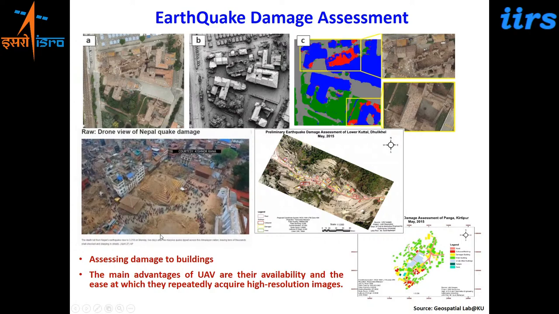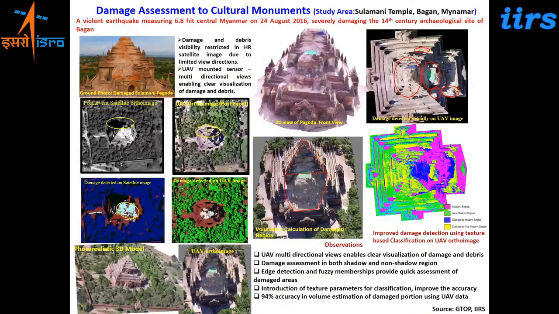This is one example where we did work for one of the heritage, or cultural monument, sites in Myanmar. This is the Sulamani temple in Bagan, Myanmar, where a violent earthquake measuring 6.8 hit central Myanmar in 2016, causing damage to the 14th century archaeological site of this city. This is the ground photograph of the temple, where you can see the area which was highly destroyed by the earthquake.